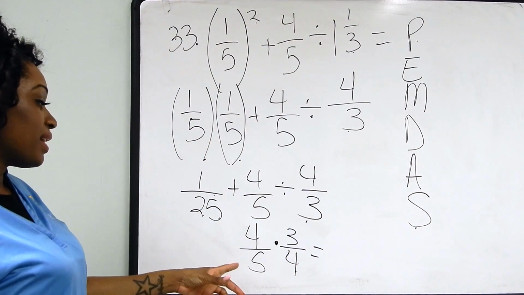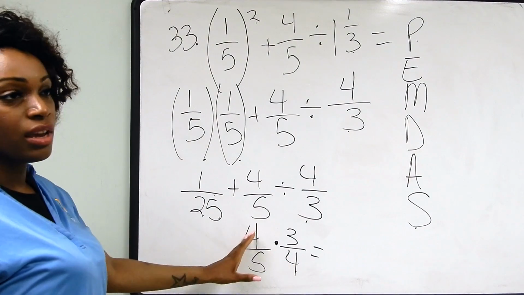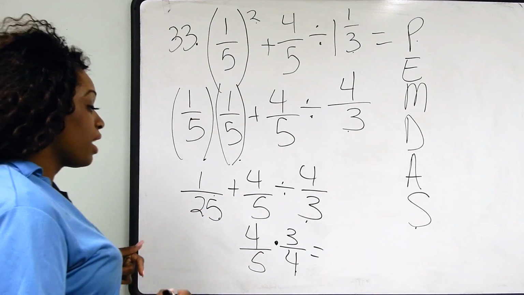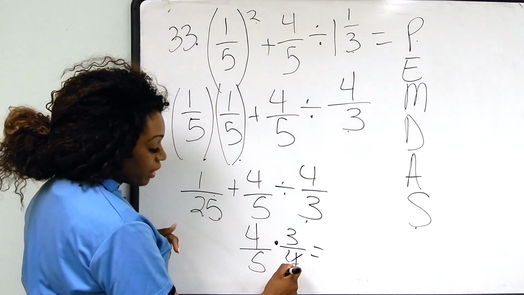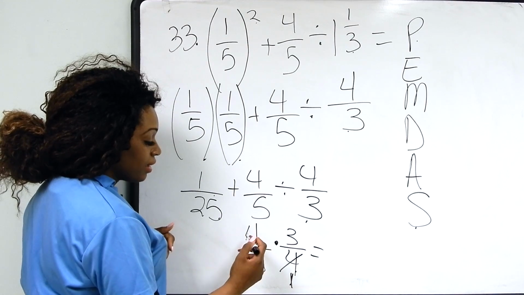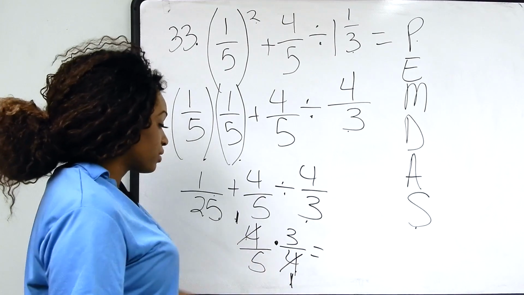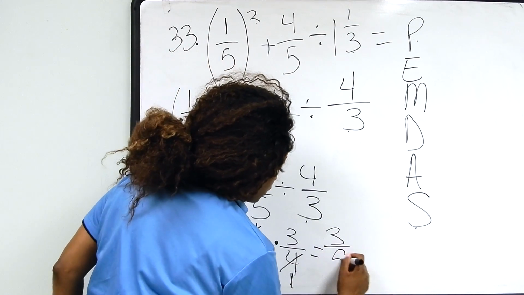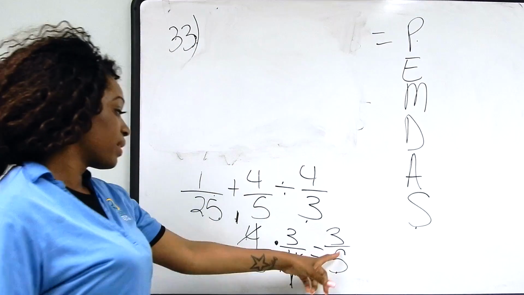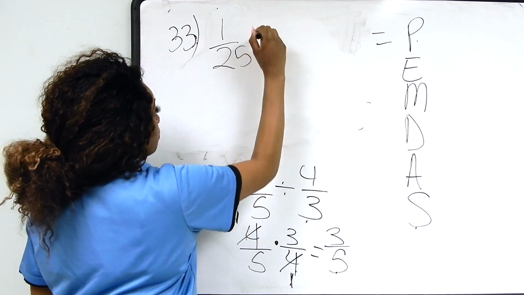Looking at this, I see that the numerator and denominator that are across from each other have something in common. 4 and 4 have 4 in common. They can both be reduced by 4. If you divide 4 by 4, you get 1, and you have to do the same thing in the numerator. 4 divided by 4 will give you 1. So our answer is actually going to be 3/5. So now we're going to take 1/25 and add it to 3/5.